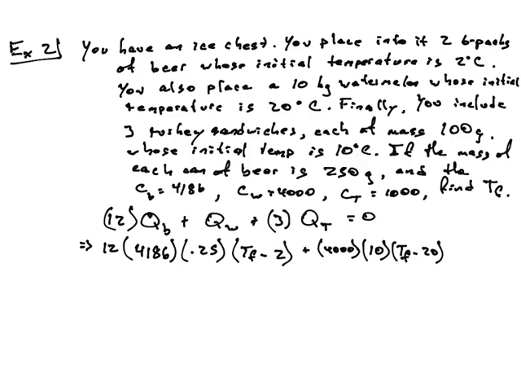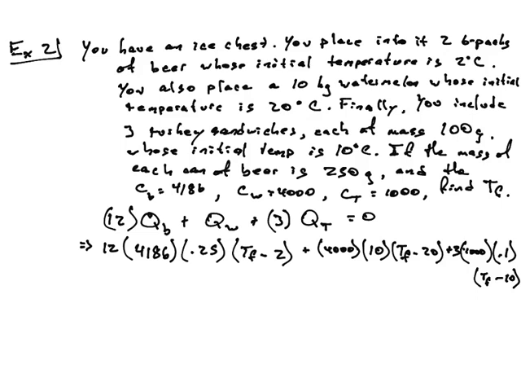And then the sandwiches, I've got 3. Each one has a specific heat of 1,000. Each one has a mass of 100 grams, so that's 0.1. And final temperature minus initial, the initial temperature was 10 degrees. Okay. So there's my 3 pieces. Set it equal to 0.